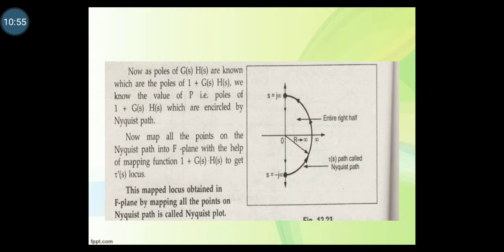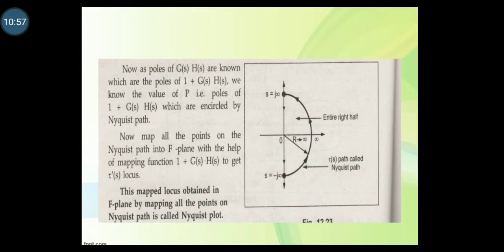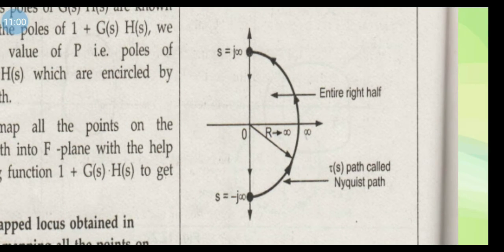So this is the entire right half of the s plane, which will be encircled by the path, and we have to select the path in such a way that it encircles the entire right half of the s plane. Such a path will start from s equal to plus j infinity, and it will continue till s equal to minus j infinity.